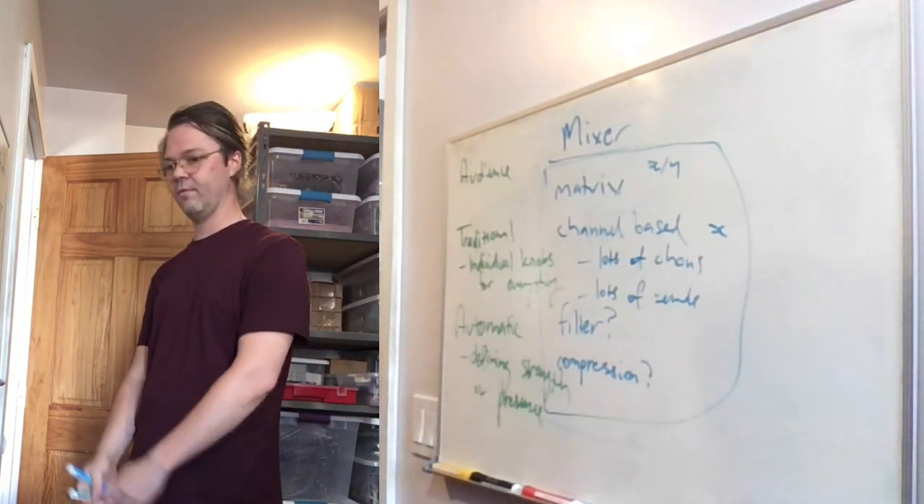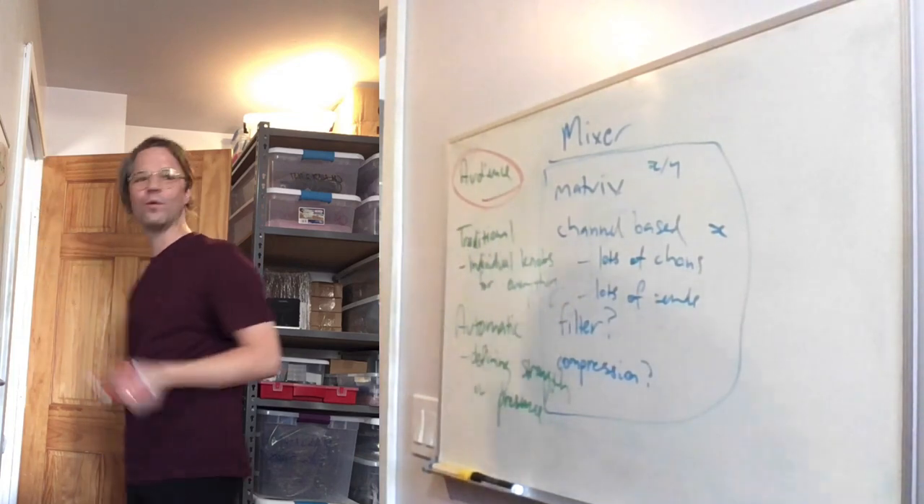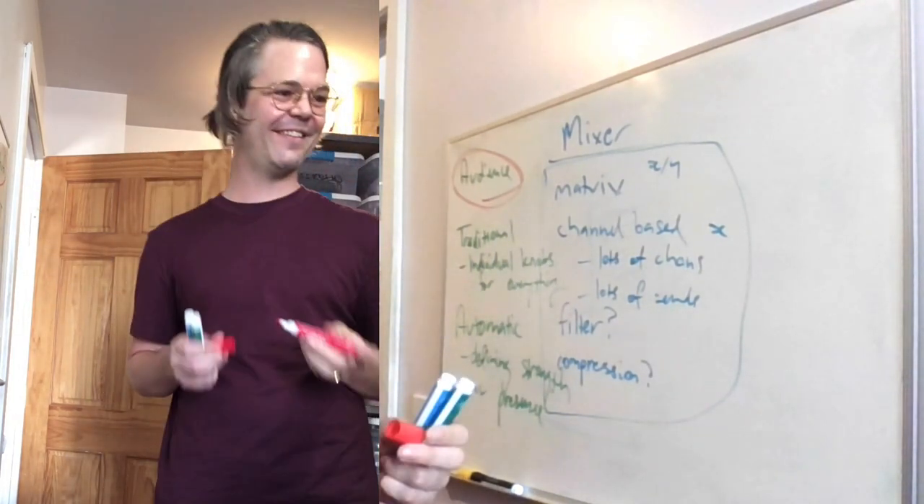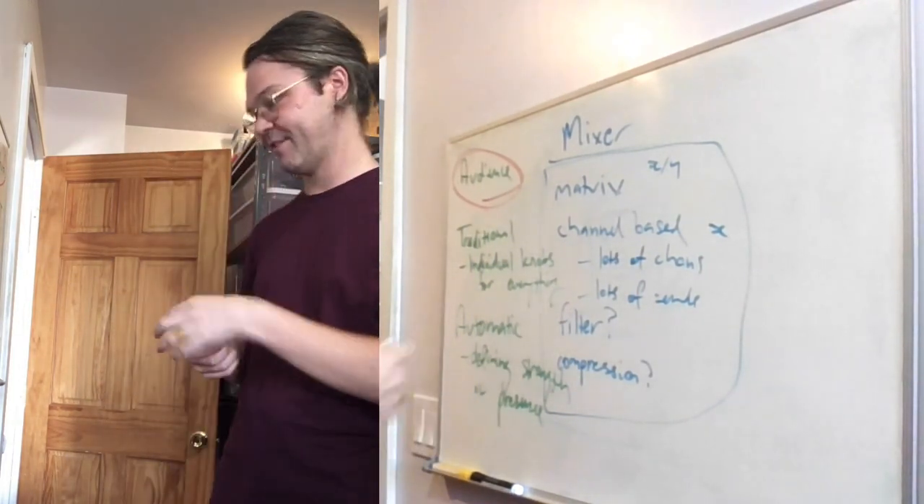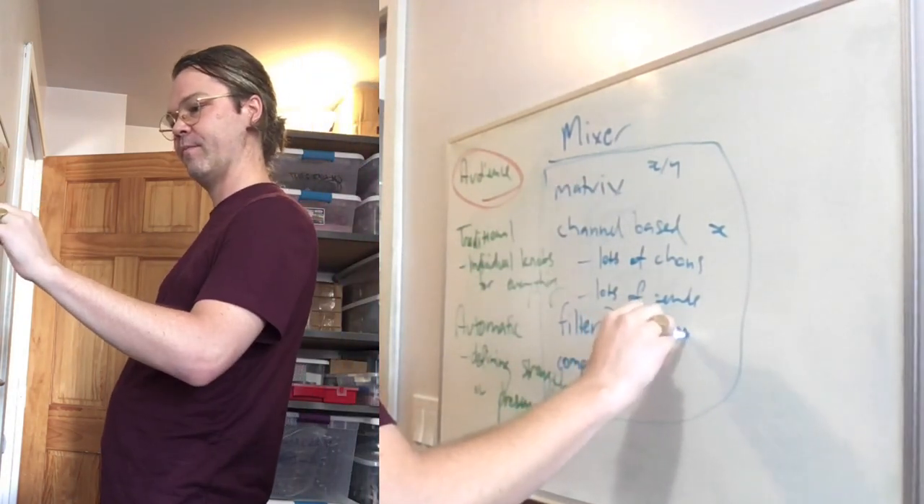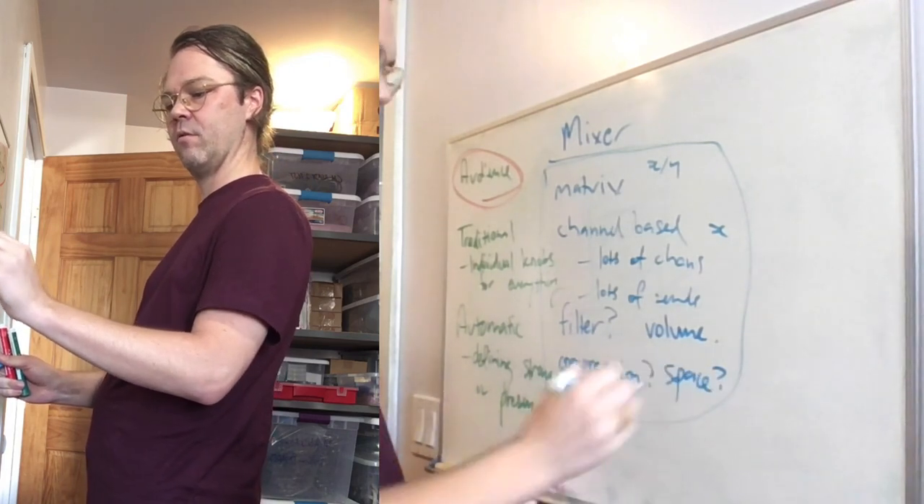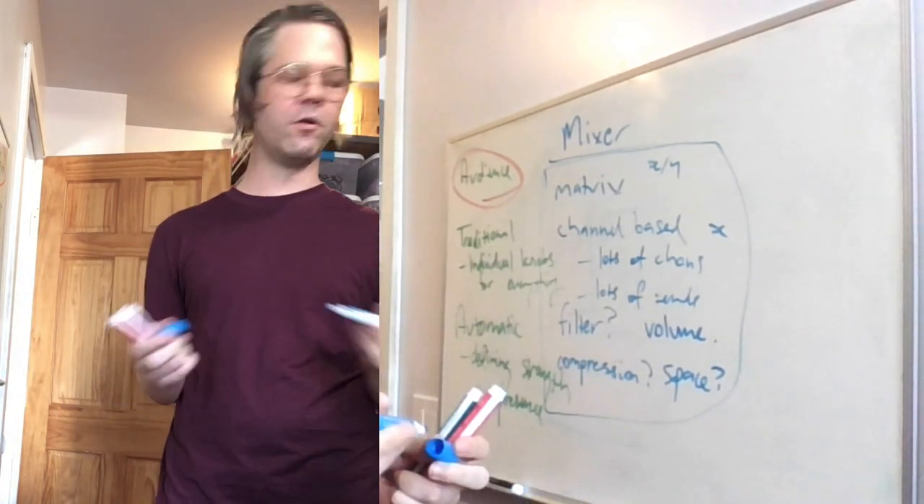Okay, so this very important question. Who are we making it for? Right? Okay, yes. Volume and space. Meaning pan, but also reverb and stuff.